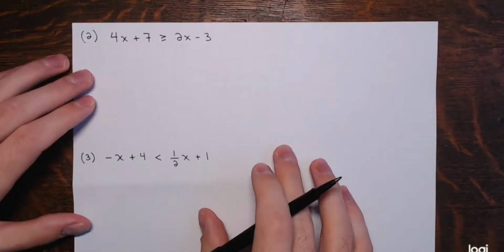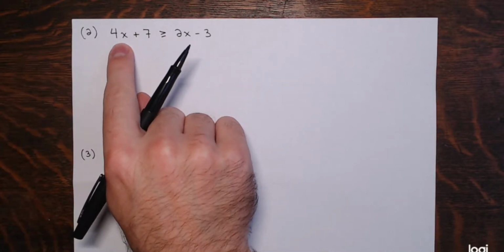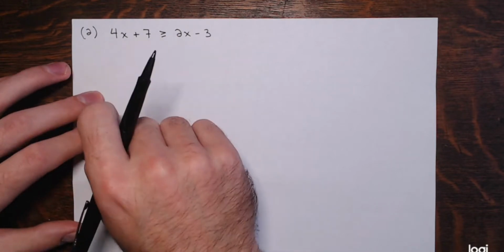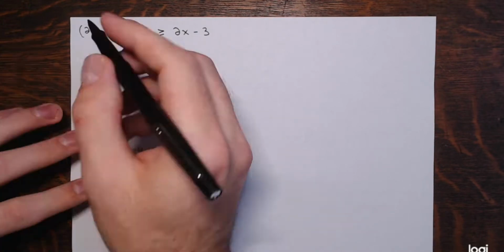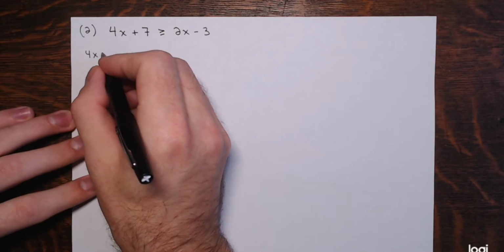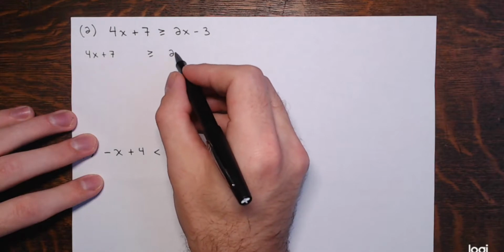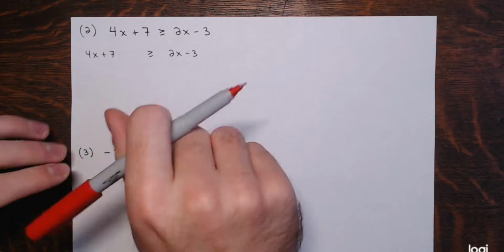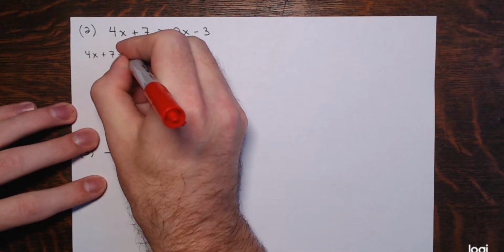Alright, so example 2. Once again, I'm trying to get all the variables. I personally like getting the variable to the left for these linear inequalities and constants to the right. So the first thing I'm going to do, I'll write these out one step at a time. We have 4x plus 7 on the left, is greater than or equal to 2x minus 3 on the right. I'm going to get all the x terms on the left, so I'm going to subtract 2x from both sides.